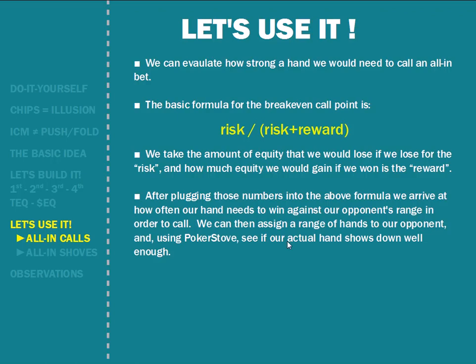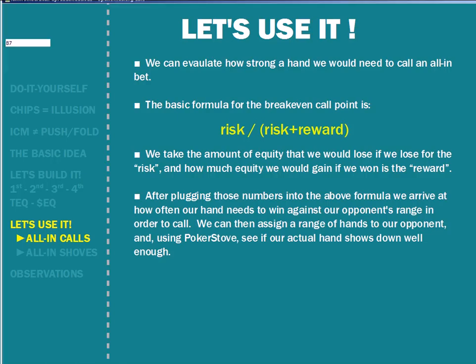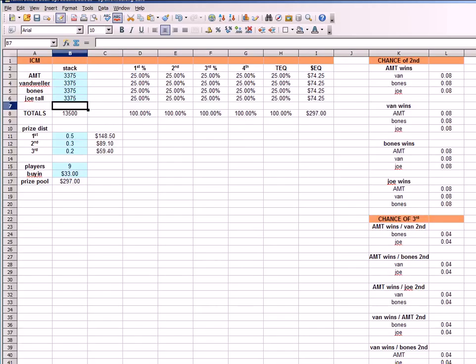Once we have that number, we can then assign a range of hands to our opponent, and using Poker Stove, see if our actual hand shows down well enough, right? So how do we actually do that on the spreadsheet is what we're going to do now. There are basically three things that we're going to need to know, and I've set up a little section down here called calling, right? We're calling it all in.